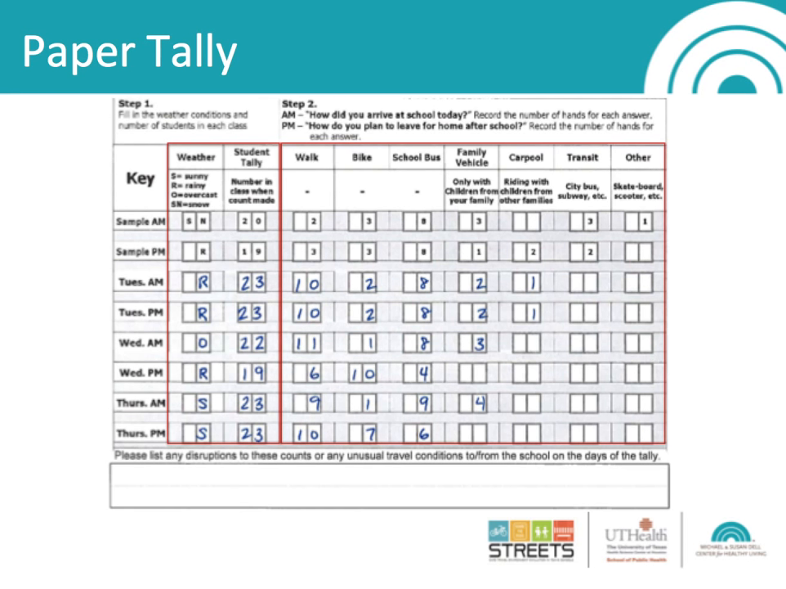Step 1. In the first box, indicate the weather conditions using the code noted at the top of the column. In the second box, indicate the number of students in class when the counts are made.